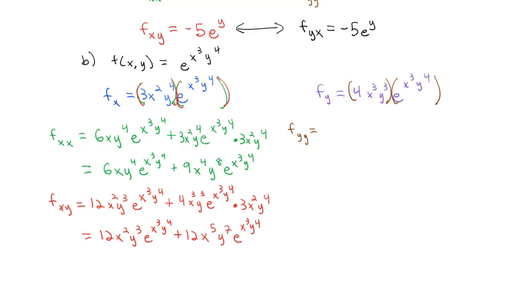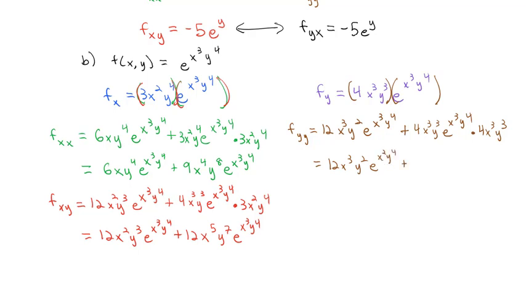The derivative of the first with respect to y, 4 times 3 is 12, y squared, keeping the x cubed as a constant, times the second, e to the x cubed y to the fourth, plus the derivative of the second part is e to the x cubed y to the fourth, times the derivative of the stuff. In the exponent, we're taking the derivative of y to the fourth, which is 4y cubed, keeping the x cubed as a constant. And don't forget to multiply by the first part, the 4x cubed y cubed. So cleaning that up, 12x cubed y squared e to the x cubed y to the fourth, plus 4 times 4 is 16. We've got a total of x to the sixth, y to the sixth, e to the x cubed y to the fourth.